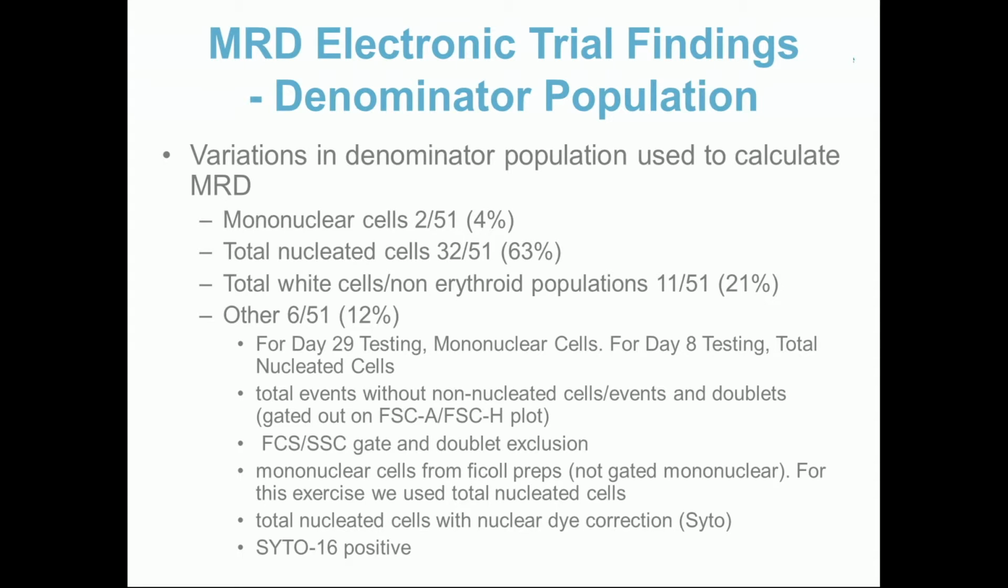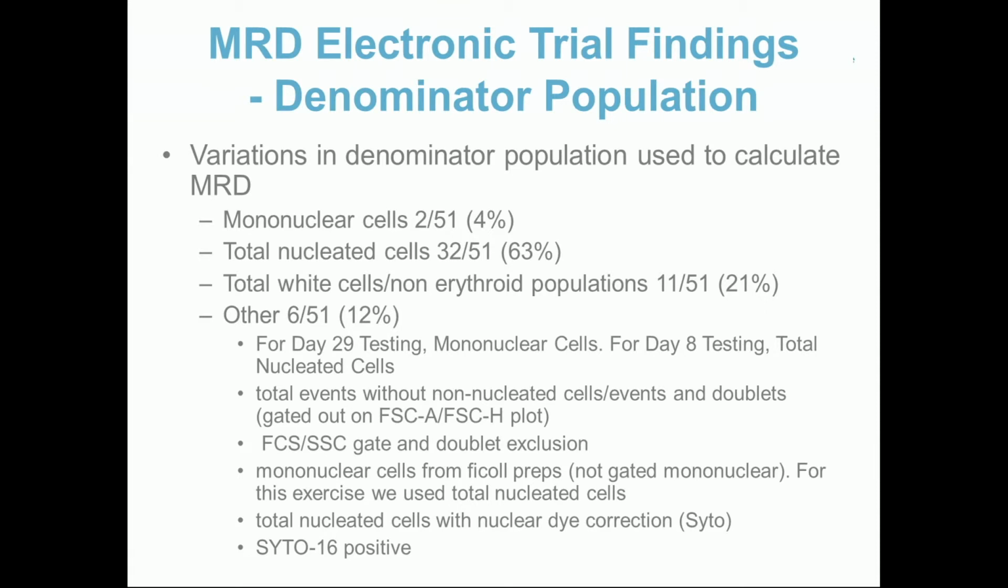Straight away, we ran into problems when we said to people, what denominator do you use? And we got 9 different answers from the 51 different laboratories. So we've got mononuclear cells, total nucleated cells, total white cells, and the non-erythroid populations. And then other, so 6 out of 51. So these are the other 6.